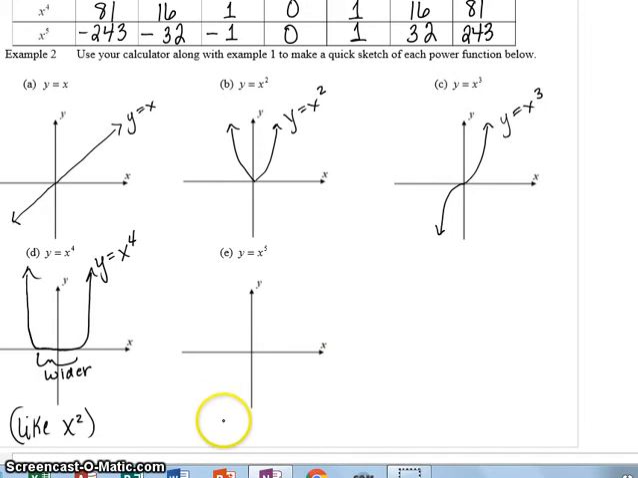All right, in part E, y equals x to the 5th is very similar to x cubed, but again, wider. So in x cubed, it's nice and smooth, comes right into the origin. This one just takes a wider approach, just like before, with x to the 4th. So this is x to the 5th, and again, please put these in the graphing calculator, and you'll notice there's some wider bottoms there.